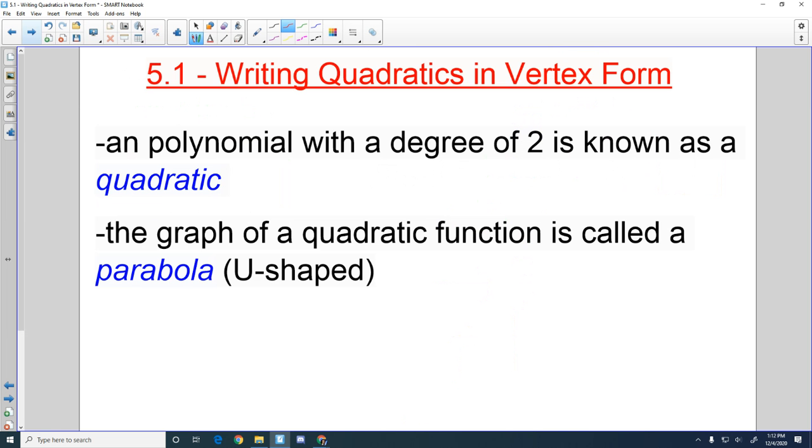Moving on. All right, so writing quadratics in vertex form. This is our first target in Unit 5. Target 5.1. And so we're going to write a quadratic equation in a specific form. And this form is called vertex form.